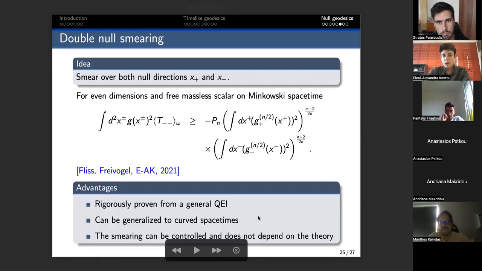So this bound is proven from a general quantum inequality. It can actually be generalized to curved spacetime. So this is the main advantage of this bound. We didn't actually calculate the curvature, but there is a clear path on how to incorporate curvature in this bound, unlike the SNEC bound. And the smearing can be controlled and does not depend on the theorem. We can control how far we're smearing in each direction, and there's no artificial UV cutoff in this case. So this would be a very nice bound to use in a singularity theorem.